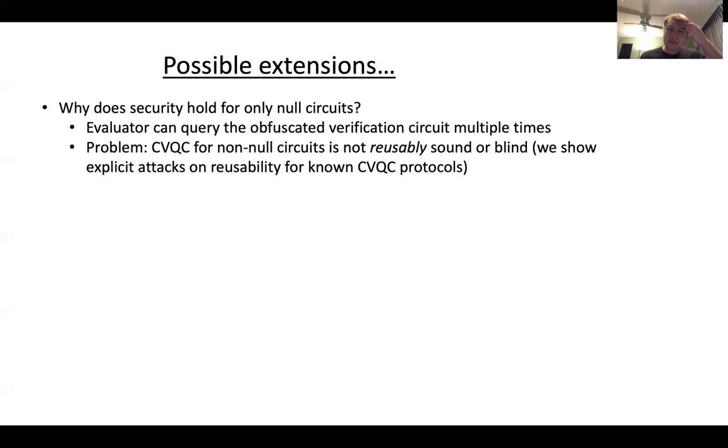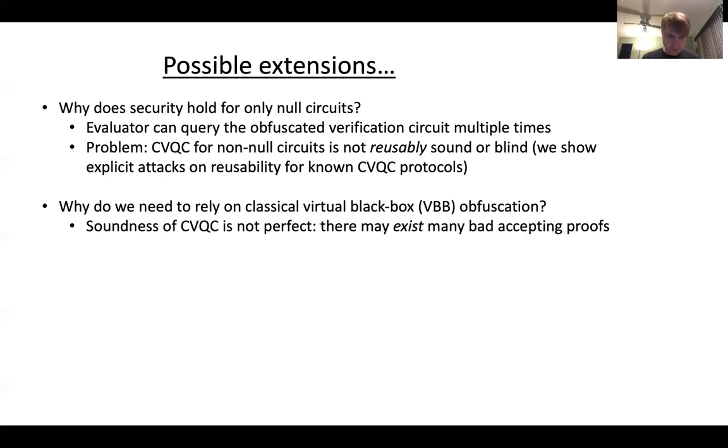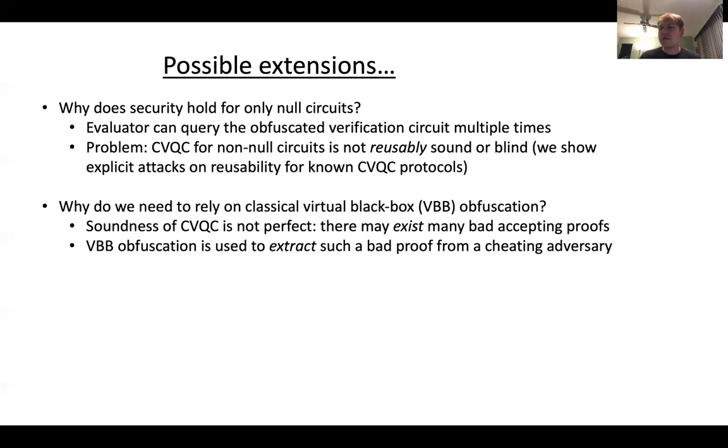Okay. And next you could ask, why do we need to rely on classical virtual black box obfuscation? Could we rely on the weaker notion of indistinguishability obfuscation? So here the issue is that the soundness of CVQC is not perfect. In fact, there will exist many, even exponentially many, bad accepting proofs, even for a null circuit, right? And the point is that a cheating prover just shouldn't be able to find one of these bad accepting proofs. But we need to use VBB obfuscation in order to extract such a bad proof from a cheating adversary to get the reduction to CVQC to go through. And it's not clear how to do this if we only relied on indistinguishability obfuscation. Okay, so these lead to these two open questions.